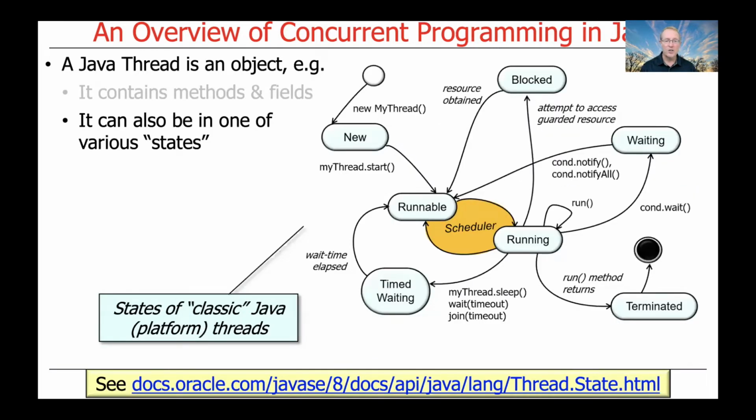A Java thread can also be in one of various states. Here are some examples of the states that a classic Java thread or a so-called platform thread can be in. When you create the thread, it's in the new state. Once you go ahead and start it, it transitions to the runnable state. At some point, the thread scheduler and the operating system and the virtual machine decide to run the thread, in which case it's running. Once the thread is running, it can block, it can do timed wait operations, it can wait, it can terminate, and so on and so forth. And we'll cover all of these different states later when we get into the details of Java threads.